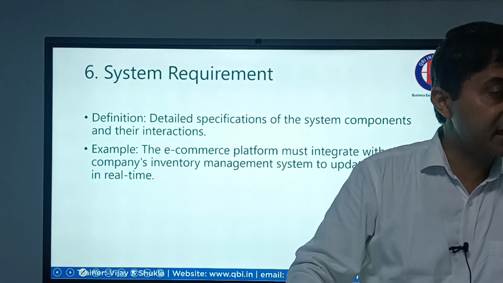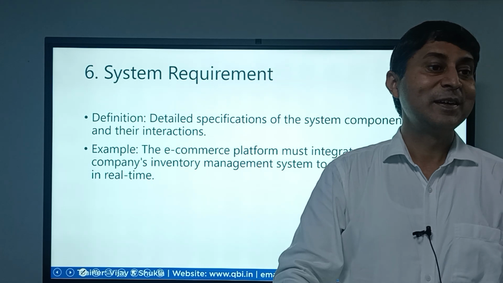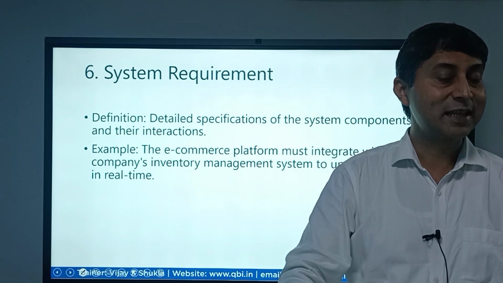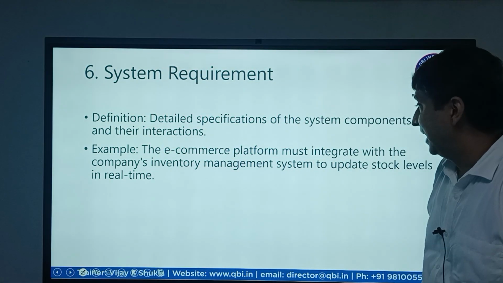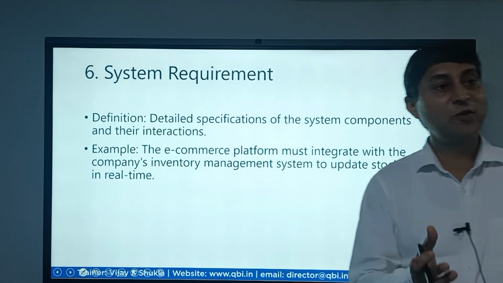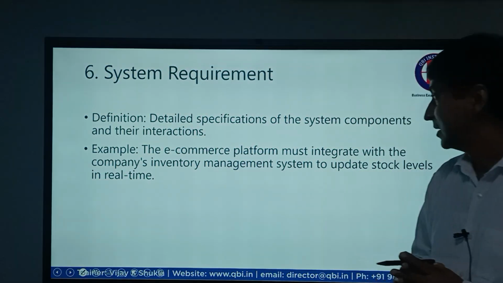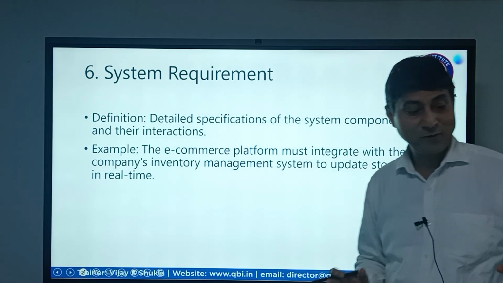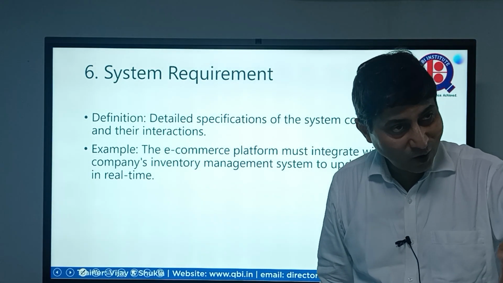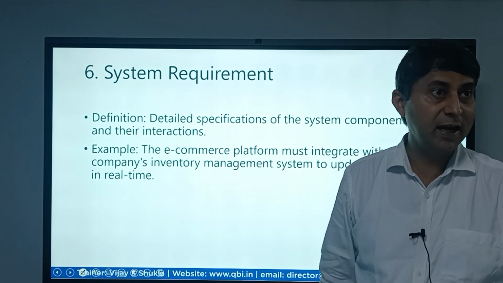So what is the specification of the hardware on which this software will be run? This is one thing. So all this is system requirement. And system requirement also involves integration of your system with other systems. The e-commerce platform must integrate with the company's inventory management system to update its stock levels in real time. So this is system requirement. So when you think of requirements, you have to think in terms of functional requirement, non-functional requirement, system requirement.